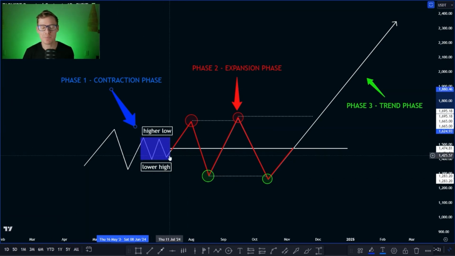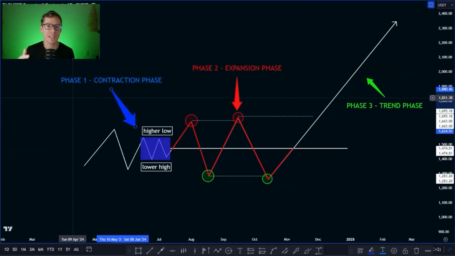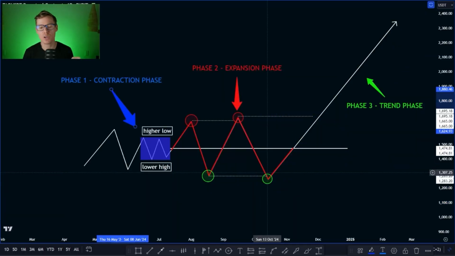And then as price breaks out of the box, it is the start of the second phase, which is the expansion phase. So phase number 1 is a leading phase. It lets you know what is going to happen next. And then we know incoming volatility is going to come into phase 2. Phase 2 is also the manipulation phase. It's where we get this expansion above value, above value, and below value. This is designed to manipulate and liquidate the retailer, but if you understand this process, you can take advantage of it.